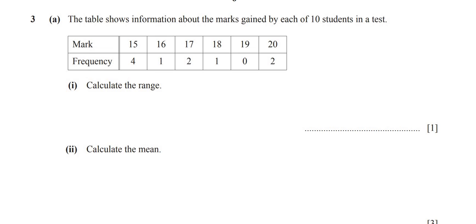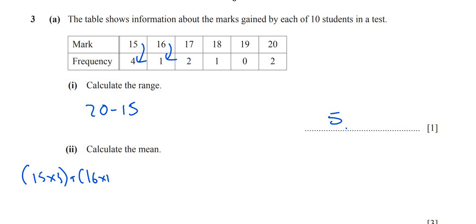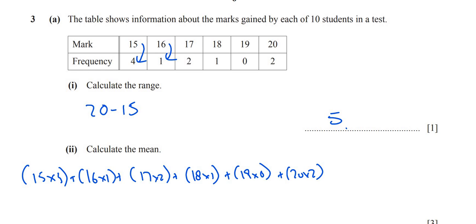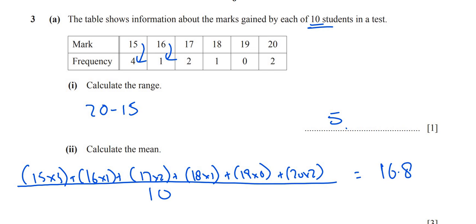Moving on to question 3, the question says calculate the range. Range is basically the highest number minus lowest number. So 20 minus 15, it will give you 5. Alright. Then it says calculate the mean. So in order to find mean, you will first multiply these numbers. You will do 15 multiplied by 4 plus 16 multiplied by 1 plus 17 multiplied by 2 plus 18 multiplied by 1 plus 19 multiplied by 0 plus 20 multiplied by 2, and you will divide it with total frequency, which is 10. Divide it with 10. So you will get an answer of 16.8.